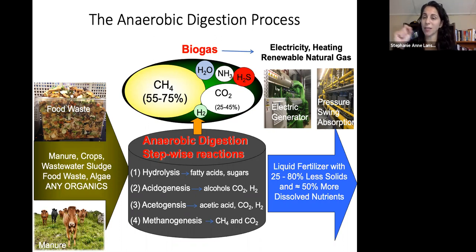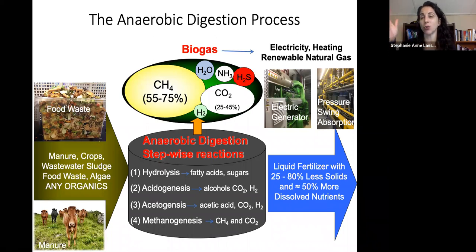So you can use the biogas directly. Usually you should do some scrubbing of the H2S, which can be corrosive. But basically that biogas can go into an electric generator. It can be a combined heat and power generator, where the heat from the electric generation process is then used to heat the digester.